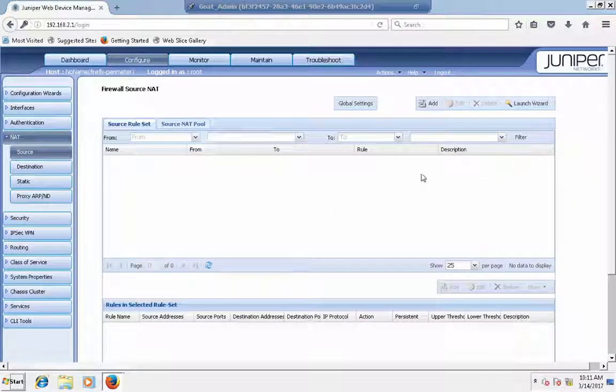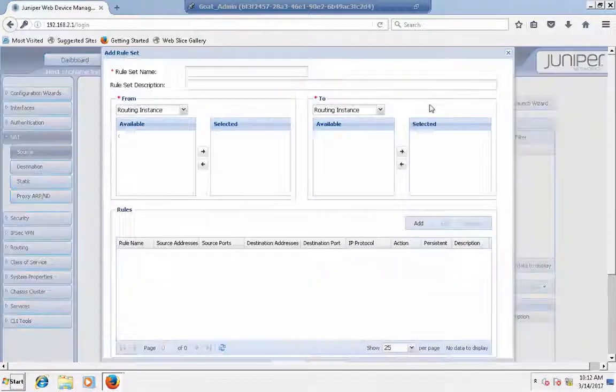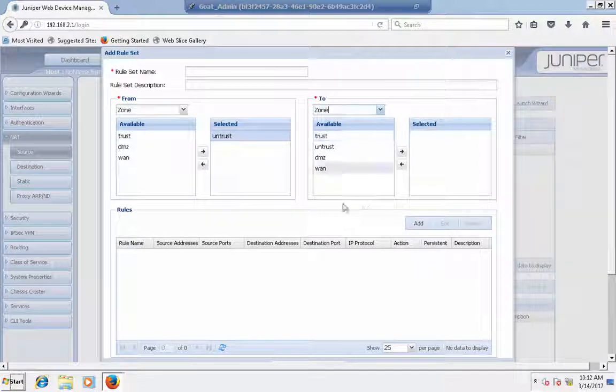Why is it source NAT? What time is it? 10:12. You know the address coming in. Yeah, we know the address where the traffic is now coming from when we're doing source NAT. It's coming from zone untrust, going out to WAN, like so. So, what's our rule going to look like?